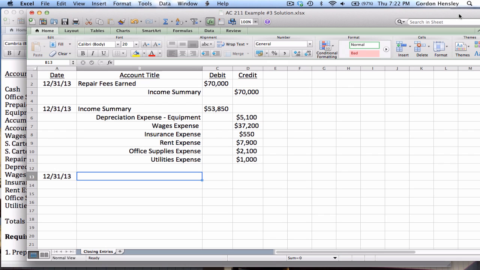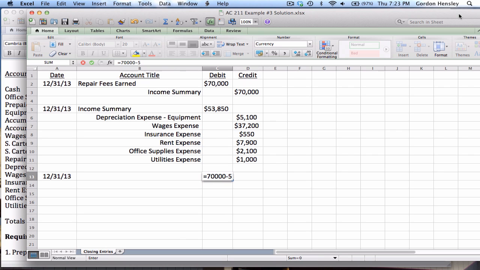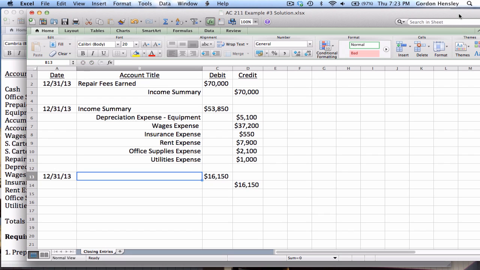So I've got a little bit of a problem that I need to overcome. I've got to figure out what kind of a balance this income summary account has. Now, it was used twice. We used it right here for $70,000, but then we used it again over on the other side for $53,850. So what's the difference between $70,000 and $53,850? That's a difference of $16,150. That's what I'm going to do the journal entry for. What kind of balance does it have? It has a credit balance, because look at this. The credit side is larger than the debit side.